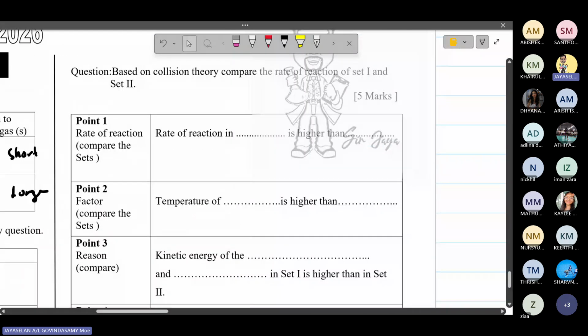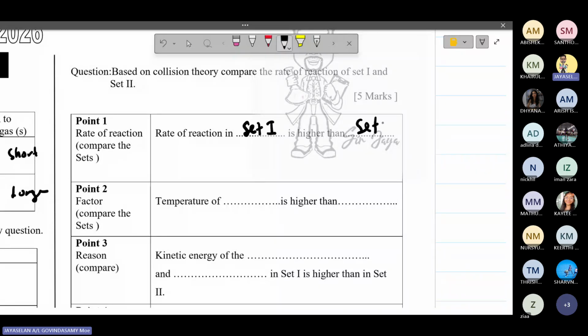Macam mana nak buat? Okay, we do together. Okay, the rate of reaction of set 1 is higher than set 2. You guys already score 1 mark. Okay, all of you focusing, can understand? Okay, the temperature of set 1 is higher than set 2. You already score 1 mark.